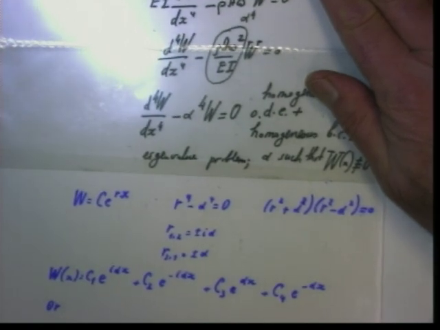This is an ordinary differential equation. Because it is an ordinary differential equation, I substitute W equals C, capital C, e to the power Rx. R is something that we would like to find. I substitute this here, and I get, the fourth derivative will be C R to the fourth power e to the power Rx. But then we cancel by C and e to the power Rx. We get R to the fourth power minus alpha to the fourth power equals 0. So this R cannot be any R. R should be such that R to the fourth power minus alpha to the fourth power equals 0.